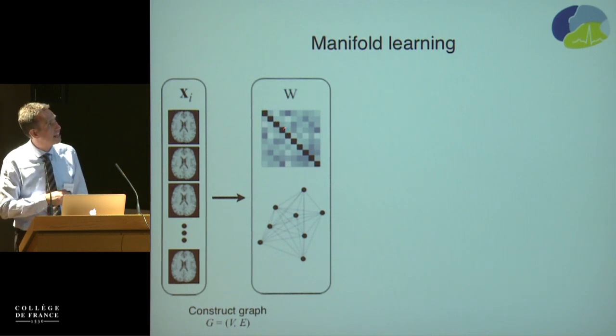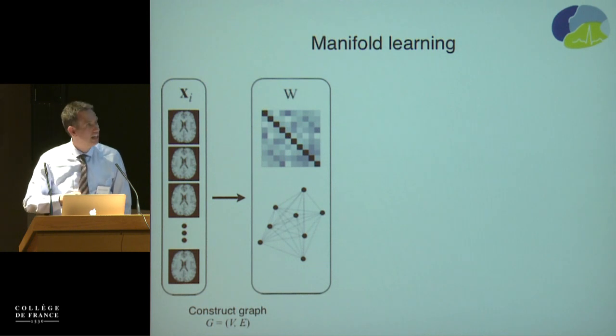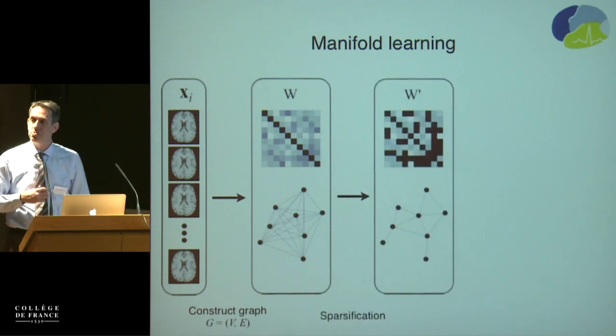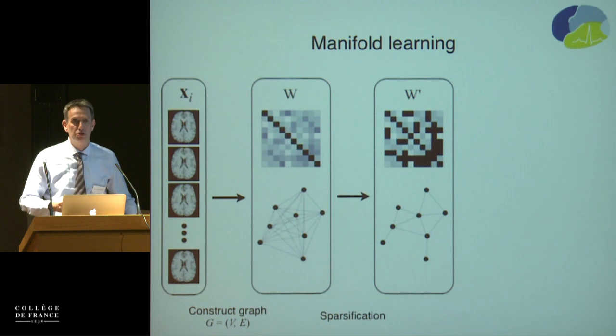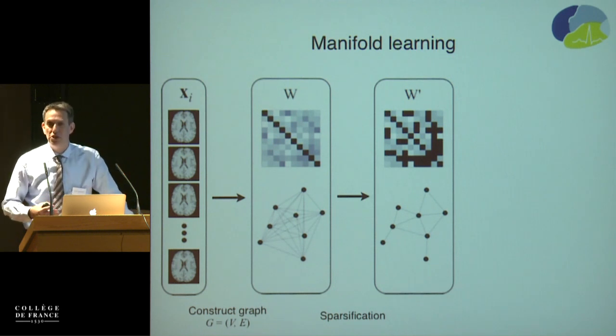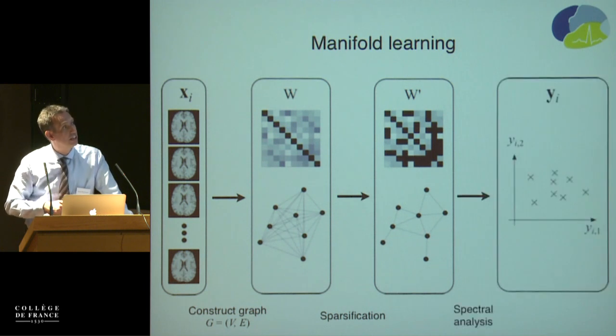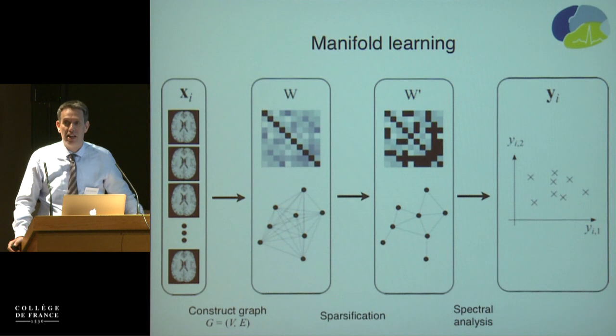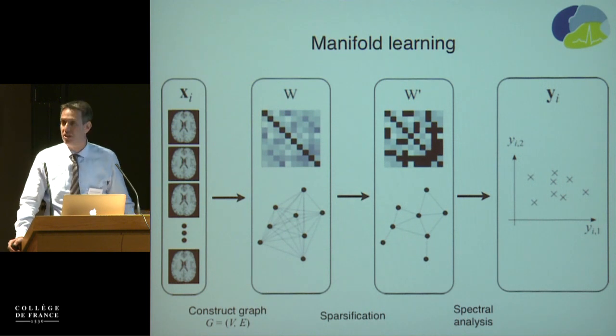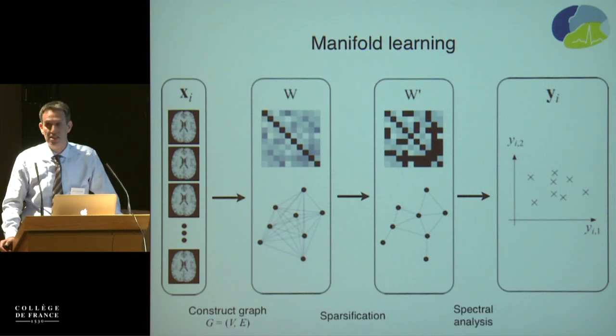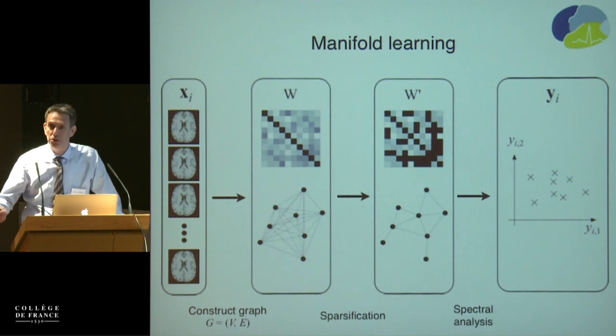So you can think of this as a similarity matrix. In the second step, I'm going to sparsify the graph. So I'm going to delete all the edges which don't belong to my nearest neighbors, because I don't really trust these edges that they represent useful information. So I end up with a sparse matrix W here, and then in the final step I can perform a spectral analysis of this similarity matrix, which produces my manifold coordinates.